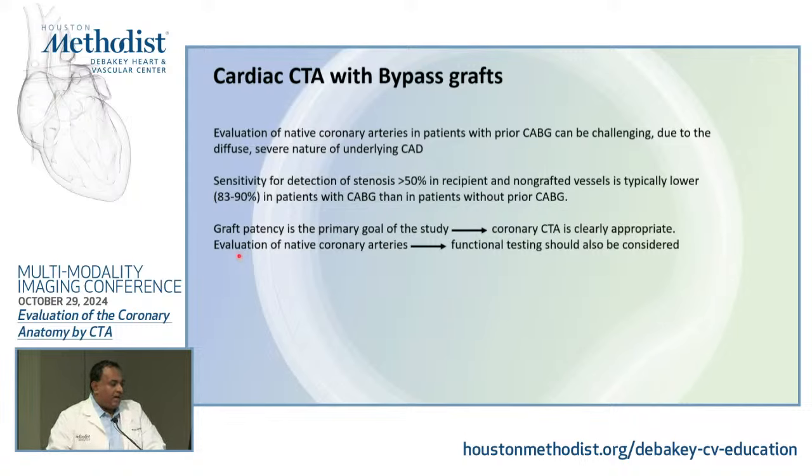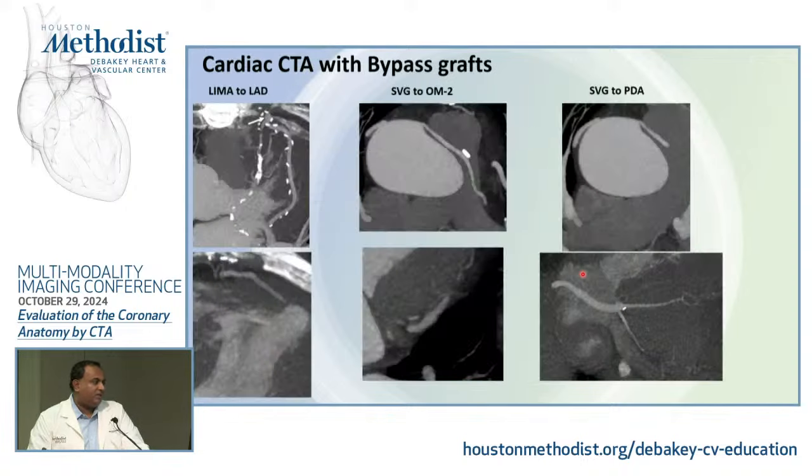One thing to keep in mind is that if graft patency is the primary goal of the study, coronary CT is clearly appropriate. But if it's evaluation of native coronary arteries, and we get a lot of these requests where there's a progression of, not just the graft, a progression of native coronary artery disease, that is much harder because the calcium score is going to be typically high in these patients, excluding the areas of stents. And functional testing, such as PET, may be a better way to go in those patients.